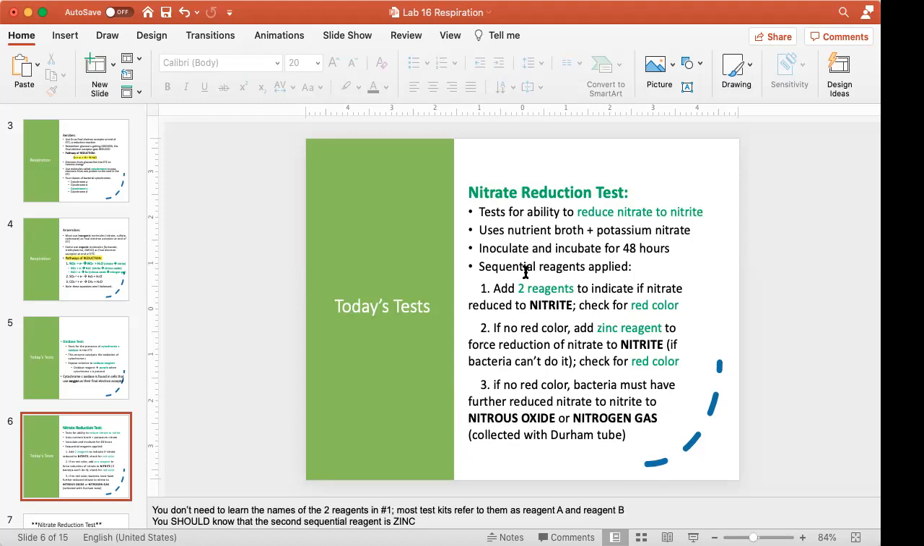When we add the two reagents and get no color change, and then we add the zinc and we still get no color change, the next thing we're going to do is look in the Durham tube. If there's gas in the Durham tube, we know that the microbe has reduced the nitrate all the way to nitrogen gas. If there's no gas in the Durham tube, we know that the bacterium has reduced the nitrate to nitrous oxide. And now we're finally done.